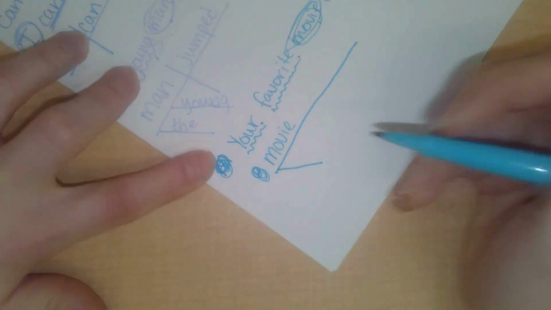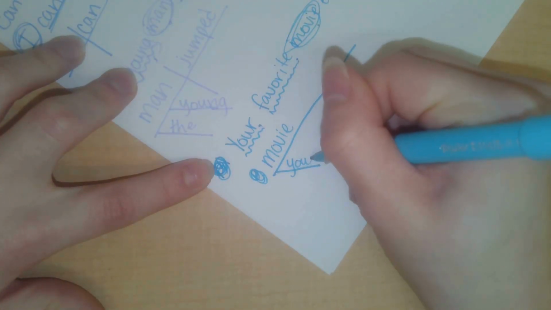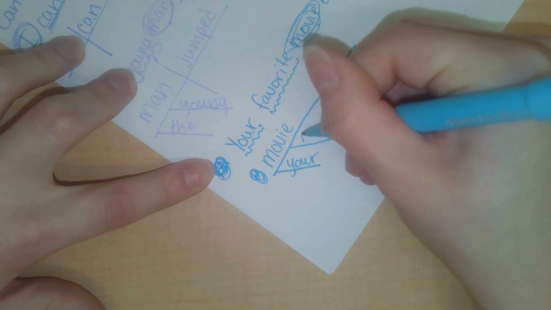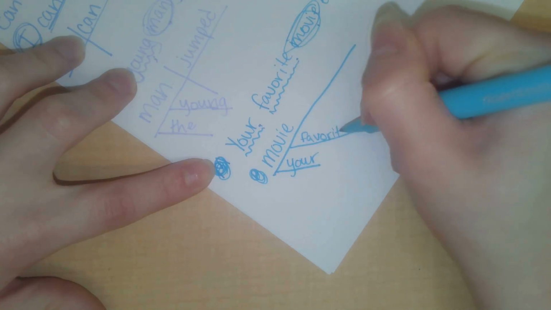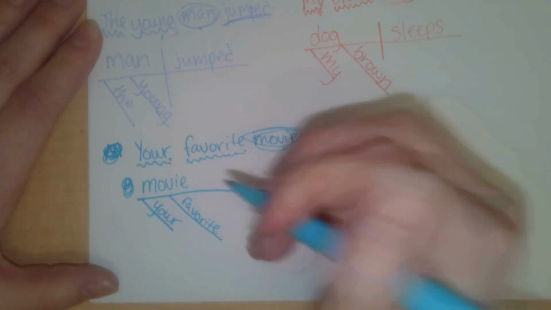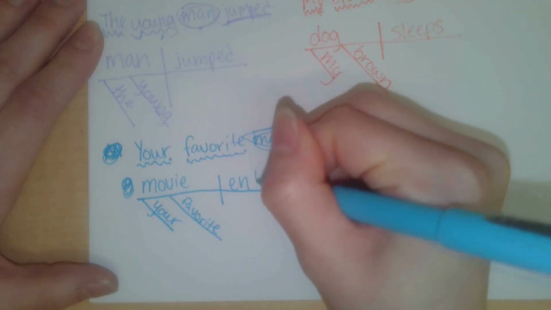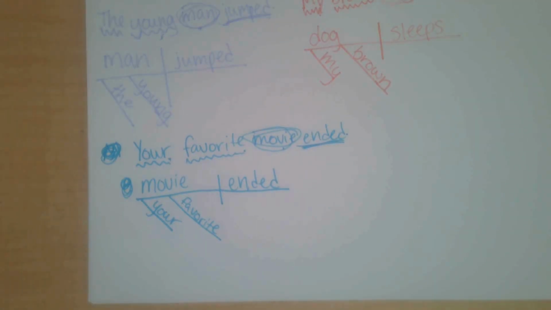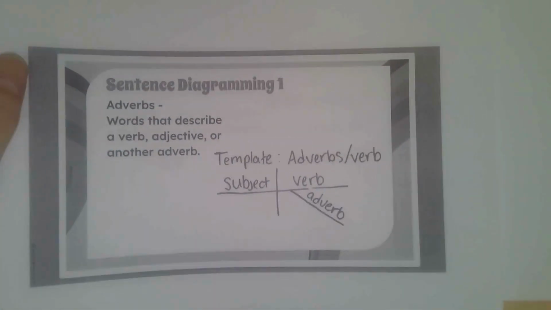So again, words that are describing the movie. And then what did the movie do? The movie ended. Draw a vertical line all the way down, and then put our verb on the line. If you need to do more practices with these, I will have more practices at the end of this video. But for now, we are going to move on to adverbs.